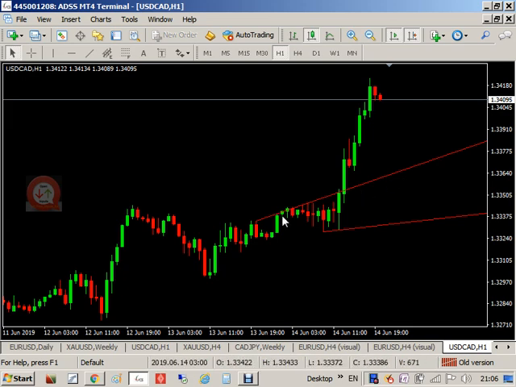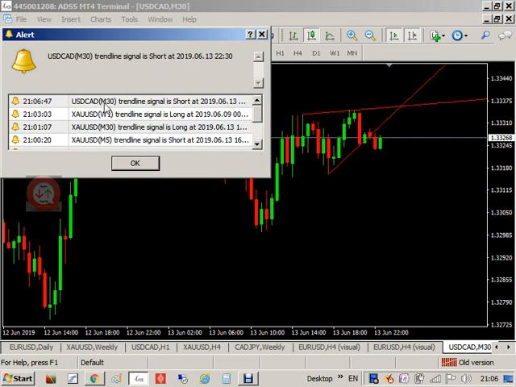This is what I mean, that those two lines, resistance can be support and support can be resistance. This is the dynamic resistance and support discovered by myself, and I created those indicators. So we go 30 minutes. Here we have a signal on 30 minutes. The trend line signal is short, as you see here.